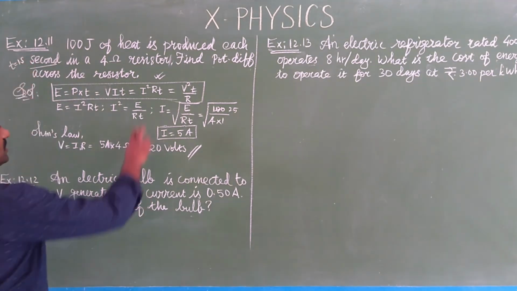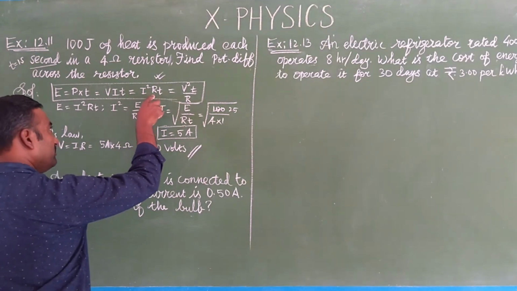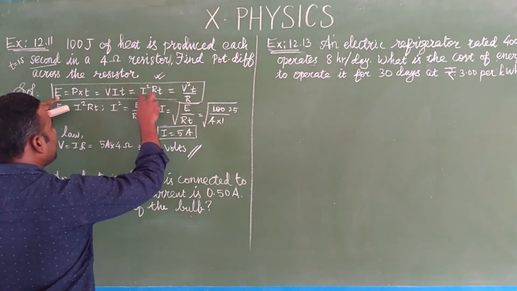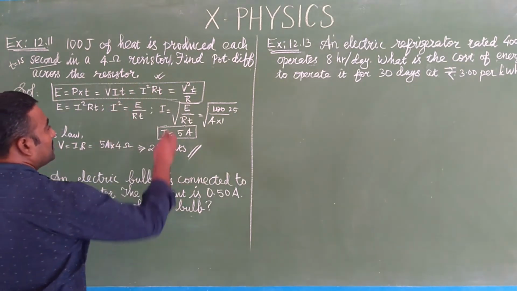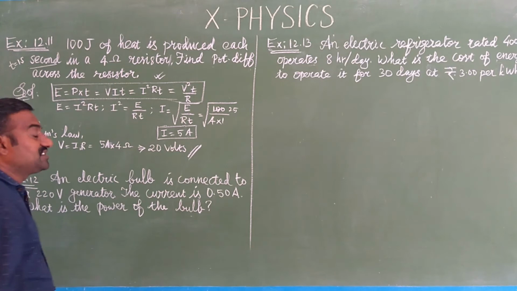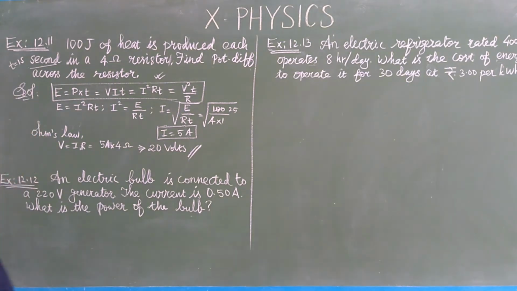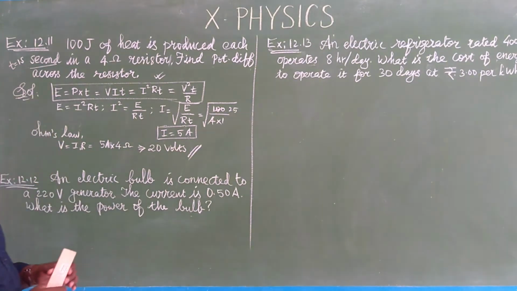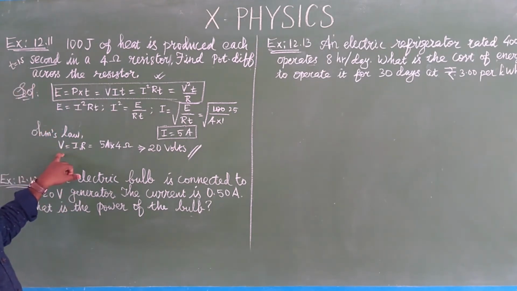So resistor value we know, time is given, energy liberated is also given, so we can find the current first. So what is the formula? I is equal to square root of H by RT or E by RT. Then after substituting the values, square root of 25 is nothing but 5. So from the battery or from the source, it receives the current of 5 ampere to liberate the 100 joule of energy. And then we want to determine the potential difference across the resistor. From Ohm's law, directly we can substitute and get the value.